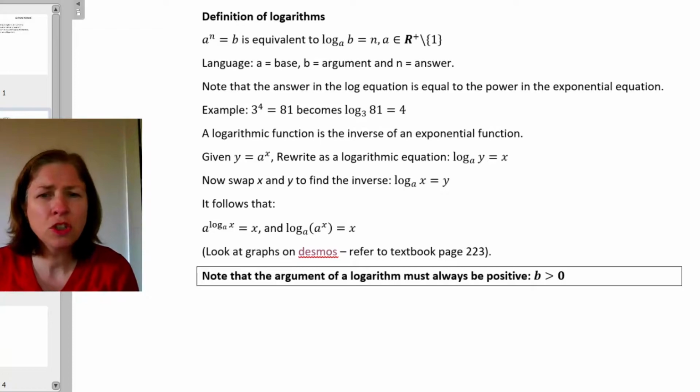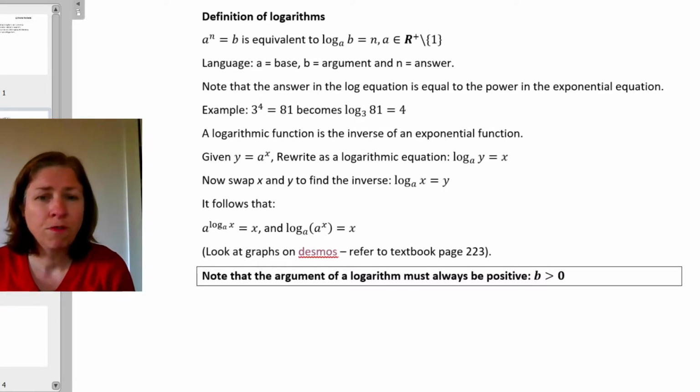These two functions are inverses of each other because we are swapping x and y when we write them. If I've got y equals a to the power of x and I rewrite that as a logarithmic equation, I get log base a of y equals x. I'm now going to swap x and y in order to find the inverse, which will give me log base a of x equals y.